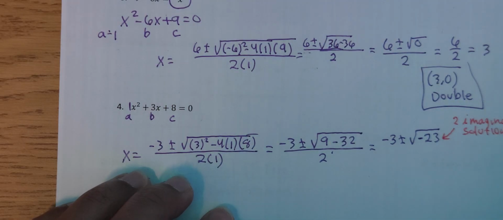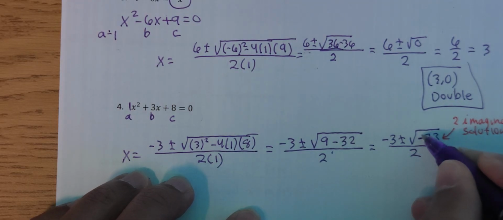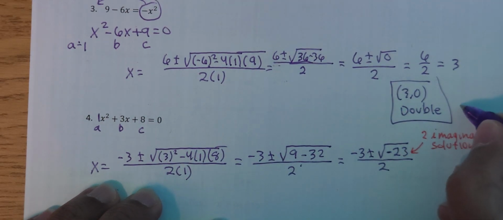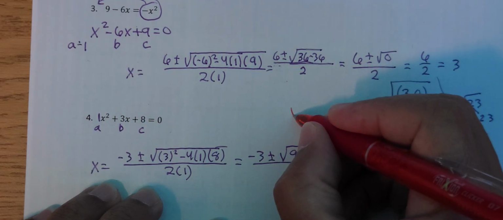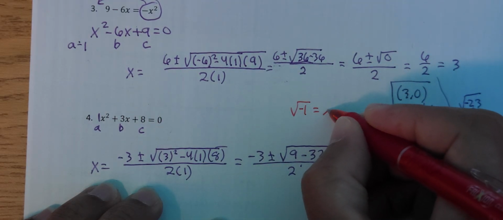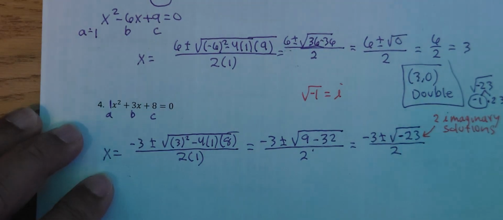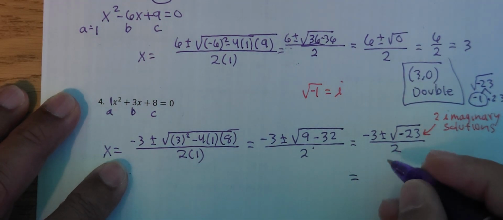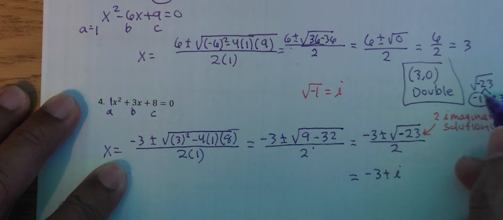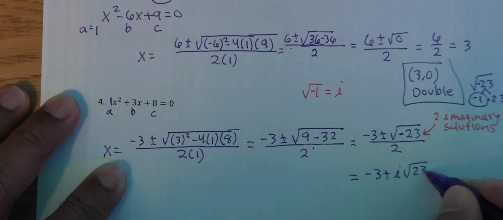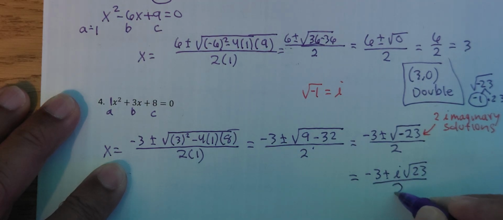All I'm going to do is take out the negative. Because if I have the square root of negative 23, all I can do is separate the negative 1 and then multiply that times positive 23. But don't forget, the square root of negative 1 is equal to the number i. So that's all I'm going to do here. So x equals negative 3 plus or minus i times the square root of positive 23, since 23 is prime, and then divide this by 2.